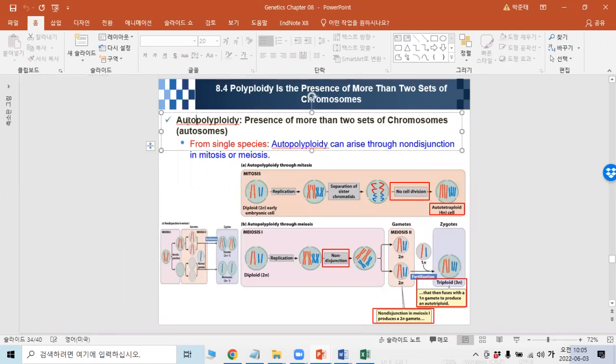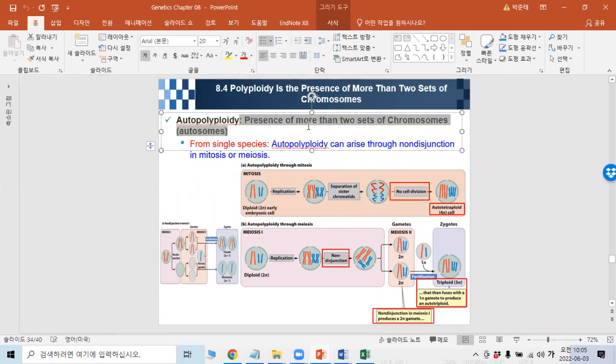Now we will cover autopolyploidy. You have to know autopolyploidy. Autopolyploidy means the presence of more than 2 sets of chromosomes. Autopolyploidies happen from one single species, through non-disjunction in mitosis or non-disjunction in meiosis. Initially, their status is 2n.